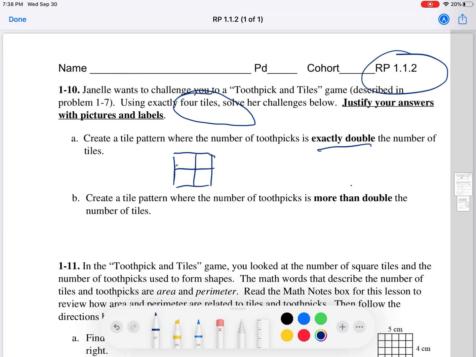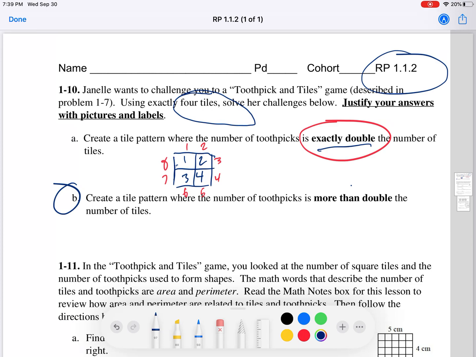And those 4 tiles are put together so that let's make sure that it's exactly double for the number of toothpicks, or in this case, perimeter, right? So here's 1, 2, 3, 4, 5, 6, 7, 8. So it is exactly double, right? Because I have 8 toothpicks for 1, 2, 3, 4 tiles.